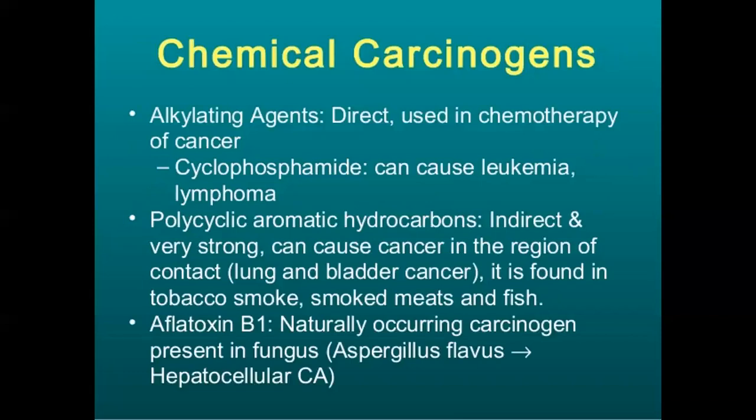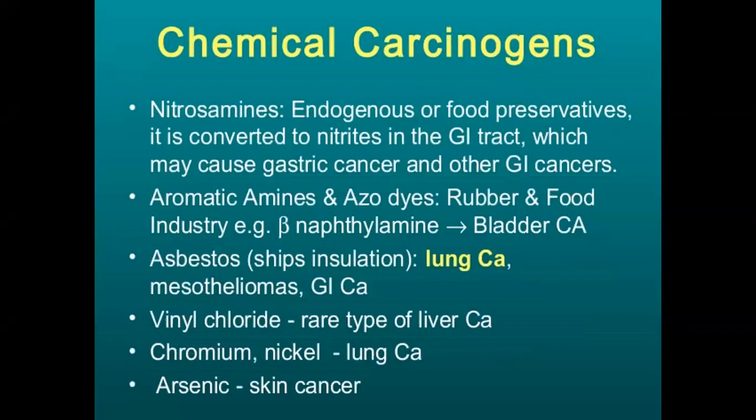Alkylating agents. These are direct agents used in the chemotherapy of cancer; cyclophosphamide can cause leukemia and lymphoma. Polycyclic aromatic hydrocarbons are indirect acting. These are very strong and can cause cancer in the region of contact, like lung and bladder cancer. They are found in tobacco smoke, smoked meat, and fish. Aflatoxin B1 is a naturally occurring carcinogen present in the fungus Aspergillus flavus, which causes hepatocellular carcinoma.